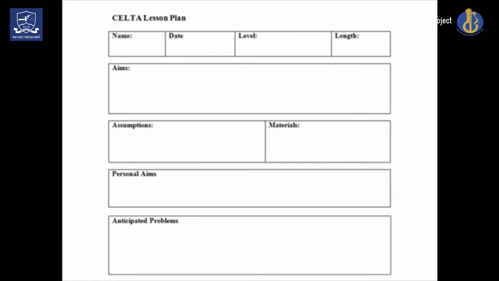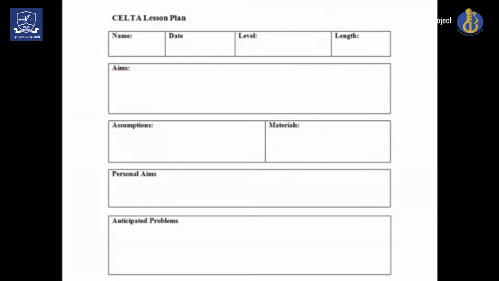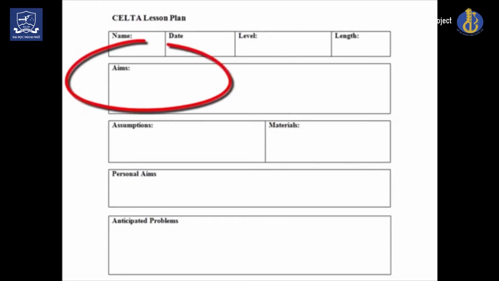So you've probably got something that looks similar to this as a template. It probably doesn't look exactly like this, but it'll have most of those elements in it. So the first things, of course, are your name and the date and the length of the class and the level of the class. These clearly are important. This is just admin stuff. So the first really important thing we're looking at are the aims.